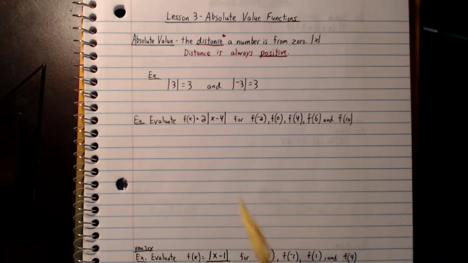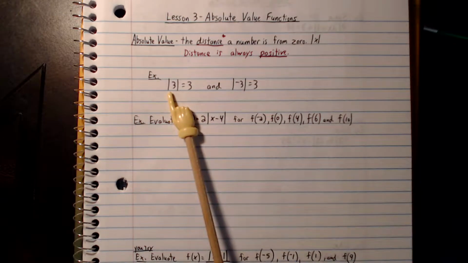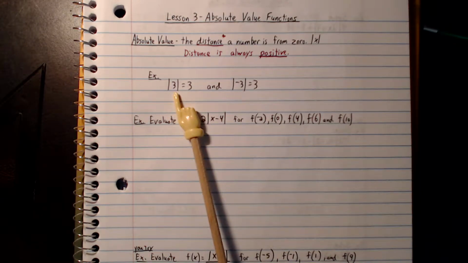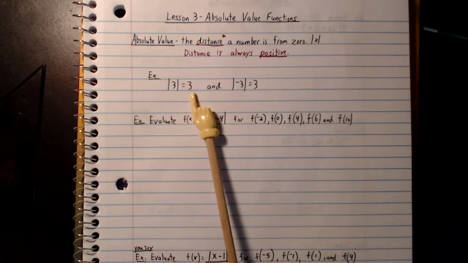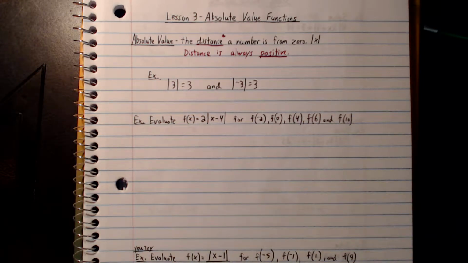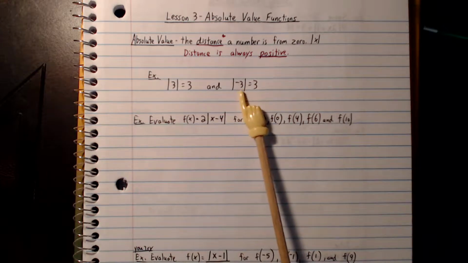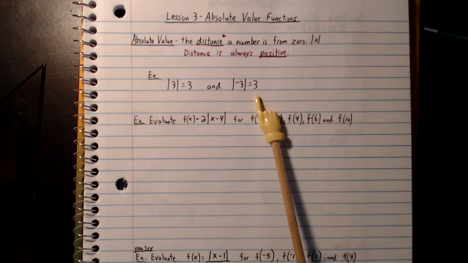Here we go. We have an example. If we were to say the absolute value of 3, the distance 3 is away from 0 is 3, right? 3 units away. That also works for negative 3. The distance away from 0, negative 3 would be 3 units away.